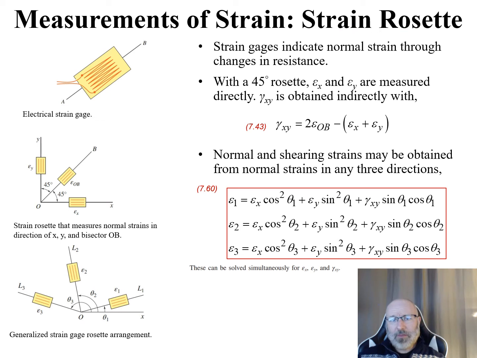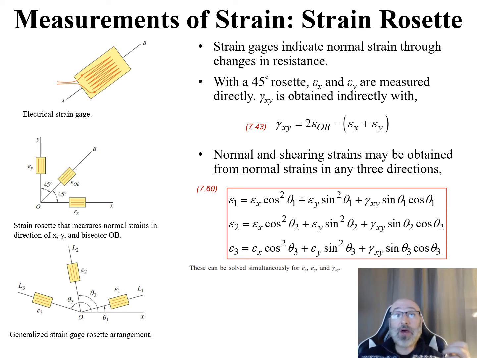Let's talk a little bit about the arrangement of these strain gauges. The arrangement can be used to measure the three normal strains, our epsilon 1, epsilon 2, and epsilon 3. This is called a strain rosette. The rosette is used to measure normal strains along our x and y axes and their bisector, and is referred to as a 45-degree rosette.